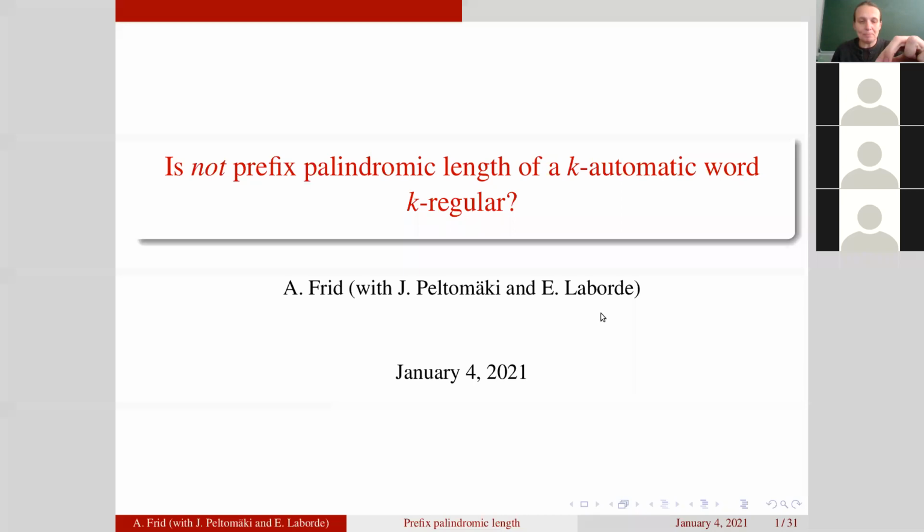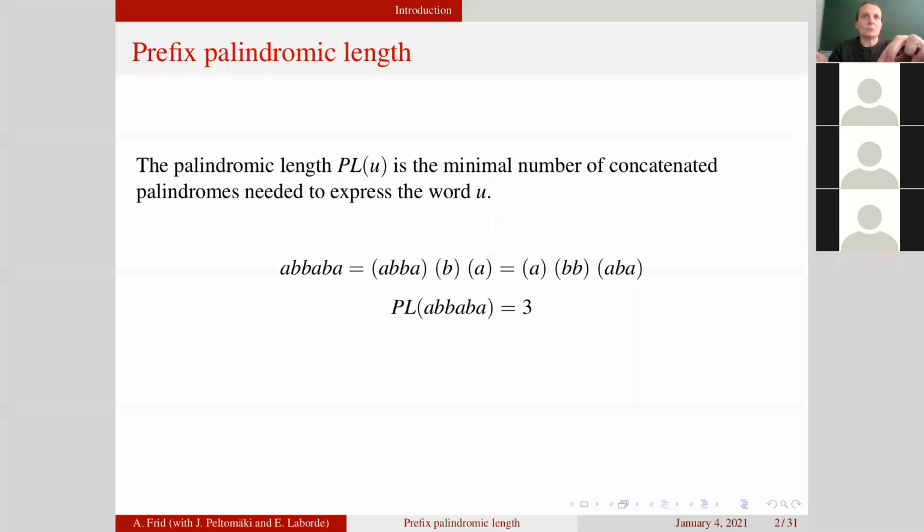It seems to me that here, the most interesting part of this talk is not the results, these are just usual results, but the conjectures, which show something a little bit strange about a reasonable function of k-automatic words. So I should start with the very beginning, with the definition of the palindromic length.